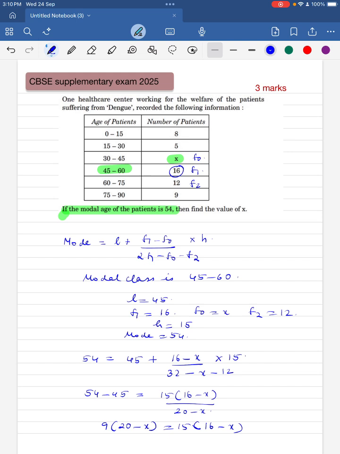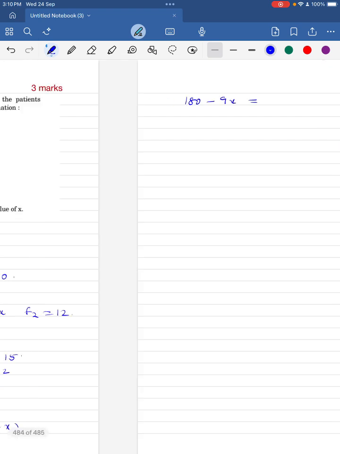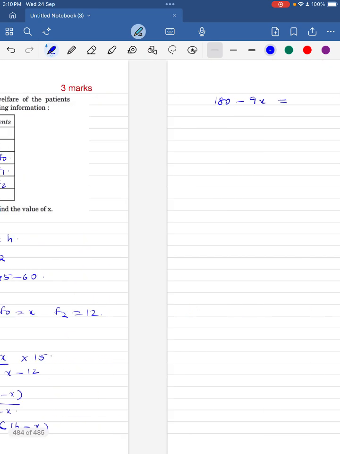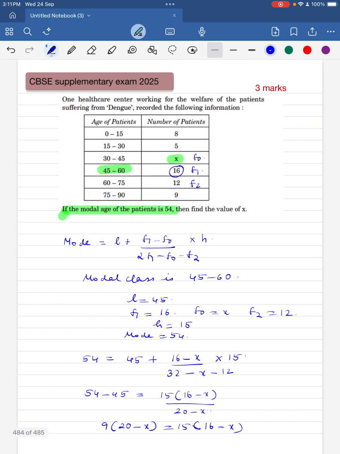Okay, so let's open up the brackets now. 180 minus 9x is equal to 15 times 16, which is 240, minus 15x. So let's rearrange this a little bit. Let me bring the 15x to this side, and let me take 180 to the other side of the equation. So I would get 6x equal to 60, from which I'll get the value of x as 10. So the missing frequency here will be 10.